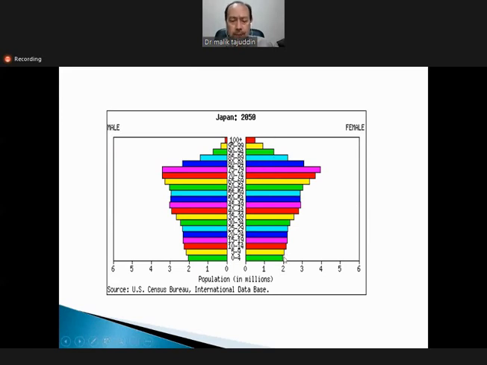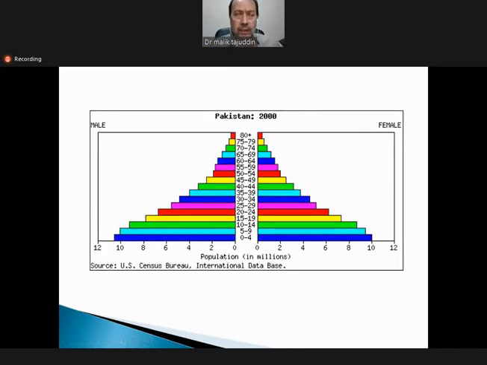As many people are being born, as many people are dying. And this will be a stable, or slightly decreasing, population pyramid.